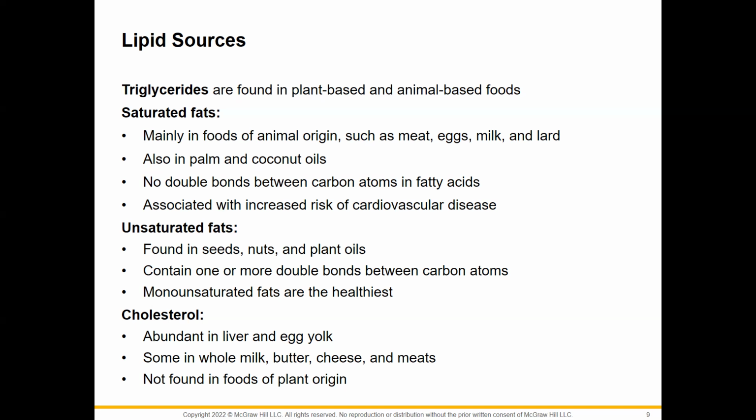So, if you eat kale, lettuce, carrots, none of those have cholesterol in them because they are plant-based. Cholesterol is found in animal-based products, all animal-based products. You are an animal, right? You are considered an animal when you look at it phylogenetically, and you make cholesterol because you're not a plant. So, cholesterol will be found abundantly in the liver and in egg yolks. You'll also find some in milk, butter, cheese, and meats. Again, all animal products, all right?